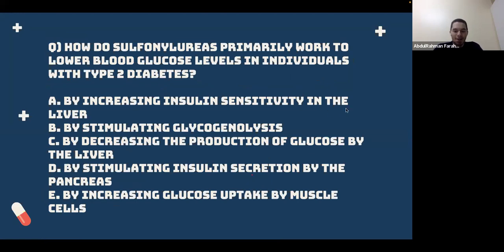Okay, our final question is, how do sulfonylureas primarily work to lower blood glucose levels in individuals with type 2 diabetes? Okay, D. Any other answers?